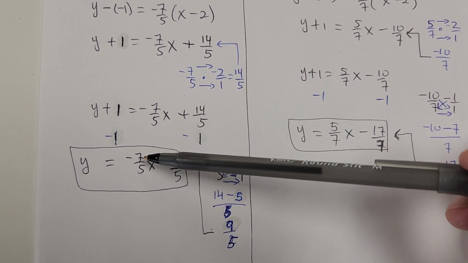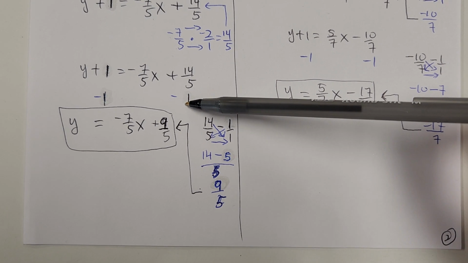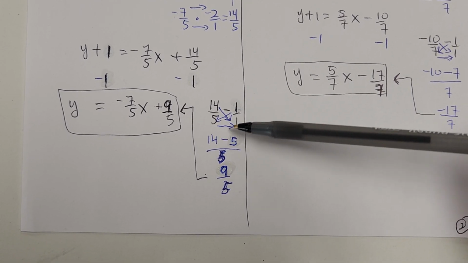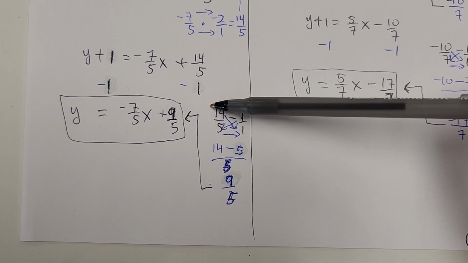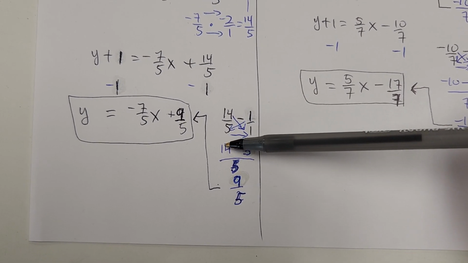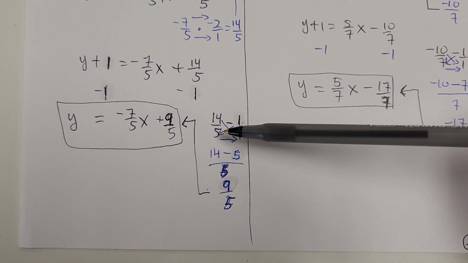Bring down the negative 7/5 x. Now here, 14/5 subtract 1. So here we go, adding and subtracting fractions. Okay, so start from the left. 14 times 1 is 14. Don't forget this minus, so bring that minus down.